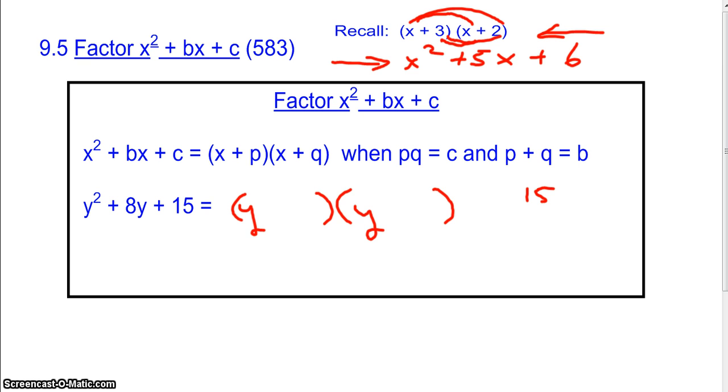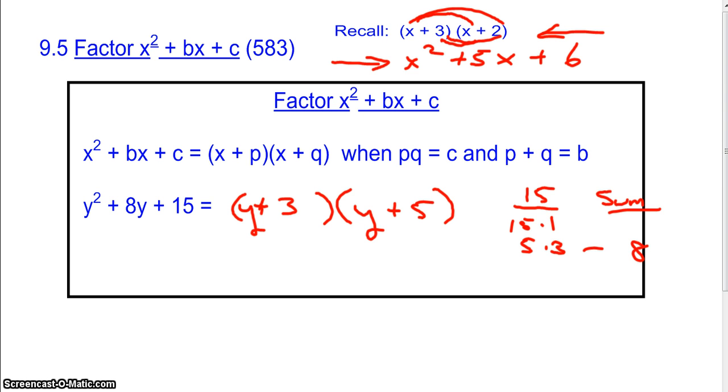So you could start with 15 times 1, but you probably don't even want to write that down because what does that add up to? 16. So that's not going to help. So what are the factors we need? 5 and 3 or 3 and 5. That gives us a sum of what we want, 8. So you could write plus 3 plus 5, or you could write plus 5 plus 3, either way, right?